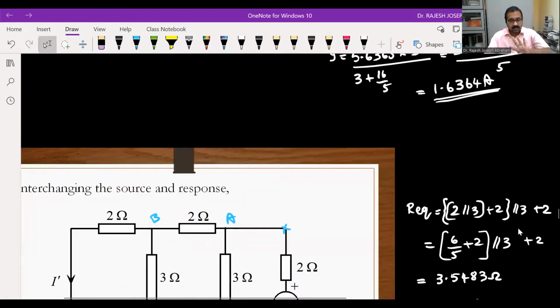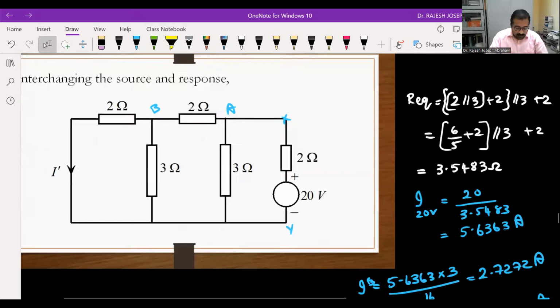So that means you can interchange the position of the response and excitation. There will be no change. The ratio will still remain one and the same. Fine. Let us try another problem.